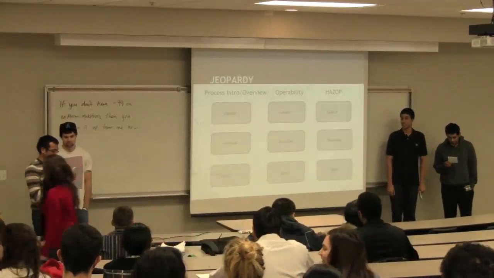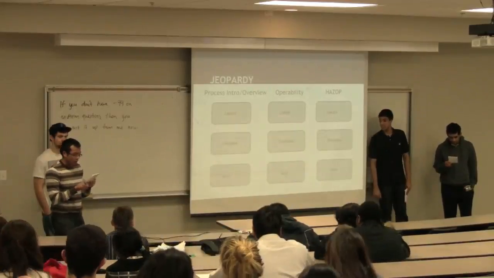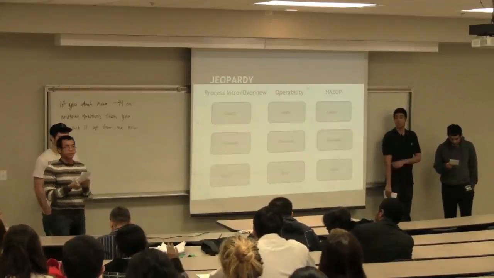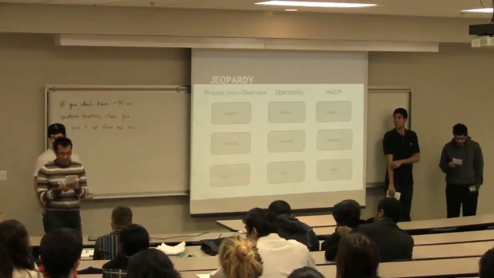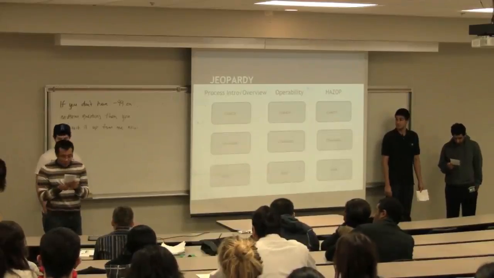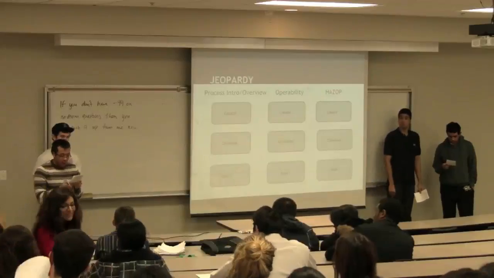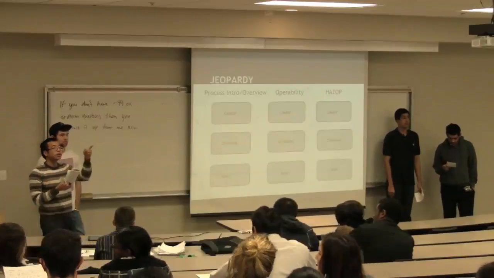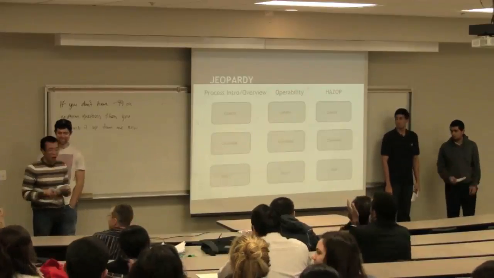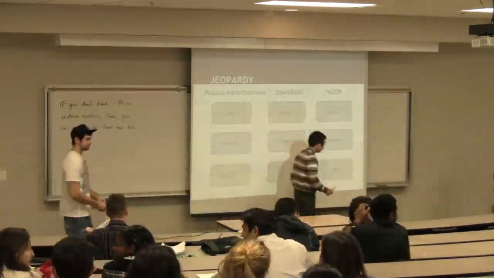Okay, what should I pick? Operability for gum, which is what change was introduced to the system with the pump, and what aspect of the operability will it fall under? And the last question is from Hazop. If the flow of the vapor inlet to the reactor increases, will the residence time in the reactor increase or decrease? Decrease? That's correct.